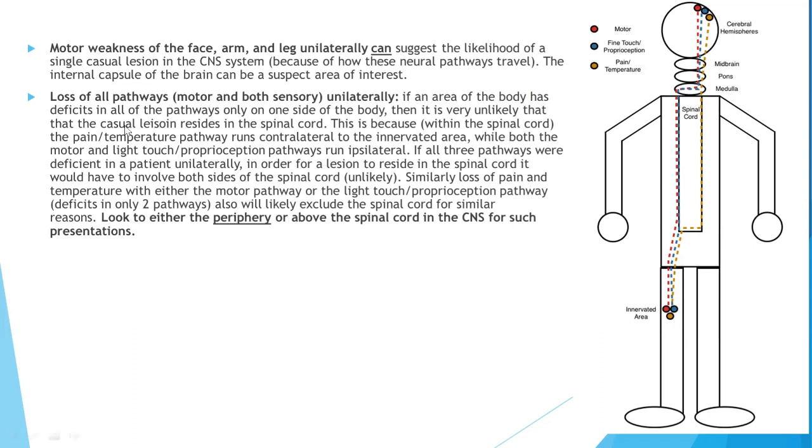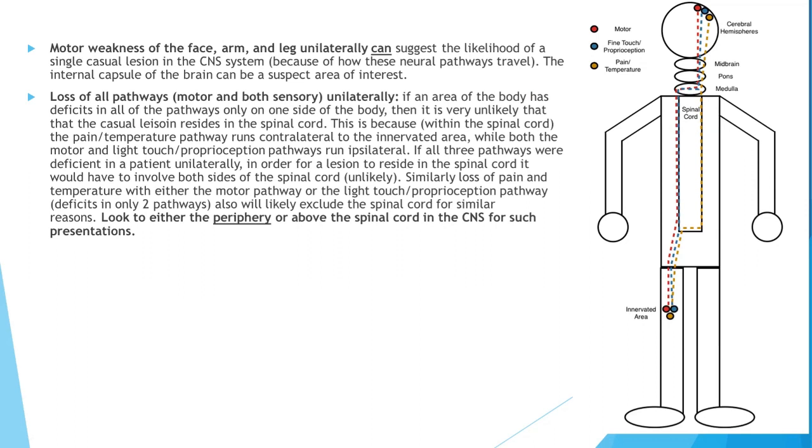Okay. Now, there's loss of all pathways. For example, there is loss of both motor and both sensory pathways unilaterally. Here in this case, there's loss of motor and sensory pathways unilaterally. If an area of the body has deficiency in all of the pathways, on only one side of the body, then it is very unlikely that the causal lesion resides in the spinal cord.